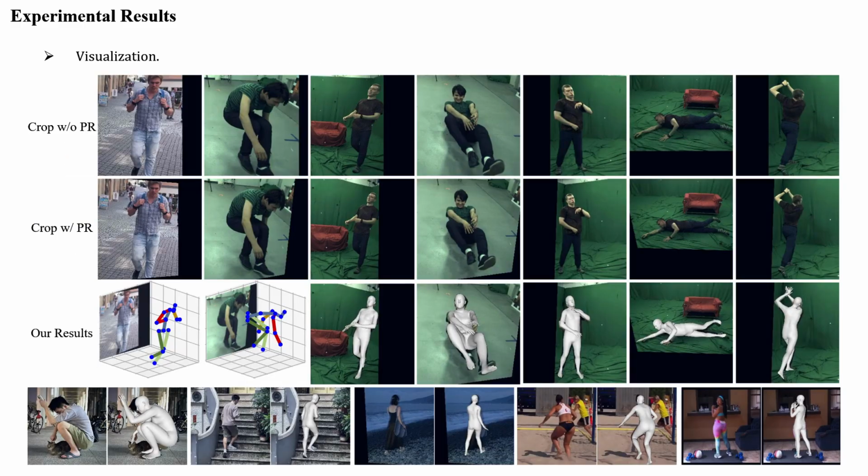Finally, here are some visualizations. The first and second lines show that with PR, perspective distortions are reduced. The last two lines show some HPE and HPS results.